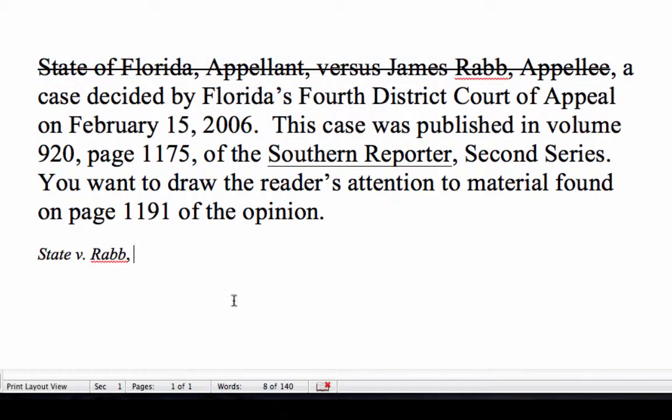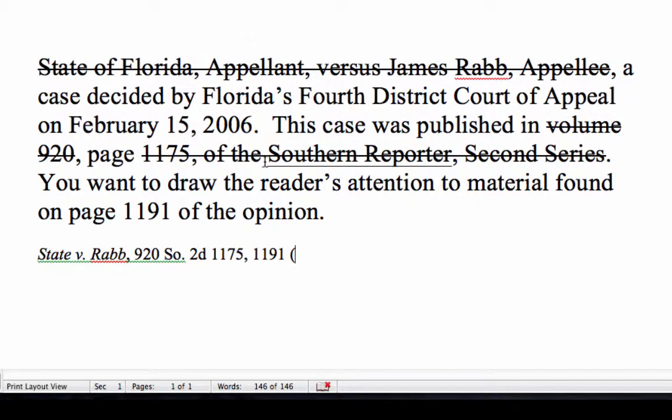So the next thing we need is the volume number. So volume number is 920. Southern Reporter second series. So that's SO2D, and then it's on page 1175. So we got that. Then we do have a page number that we want to draw our reader's attention to, so we put comma 1191, and then we're going to put the court.